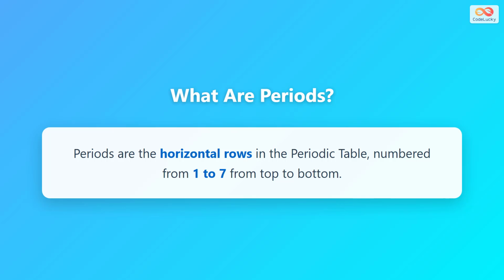So, what exactly are periods? Periods are the horizontal rows in the periodic table. If you look at the table, you'll see it's organized in rows running from left to right. These rows are numbered from 1 to 7, starting at the top and moving down to the bottom. Each of these 7 rows represents one period.